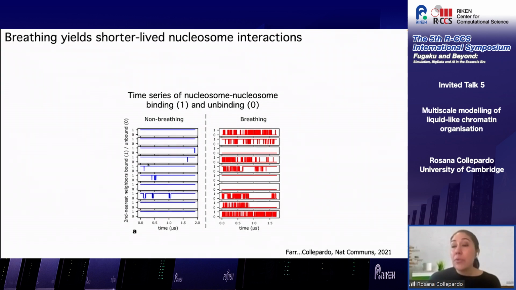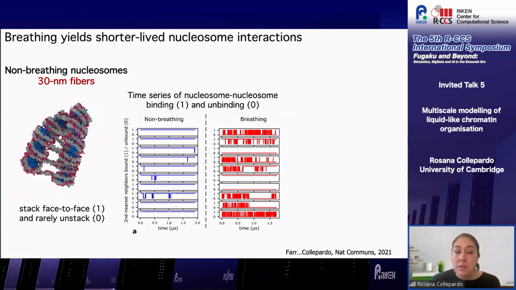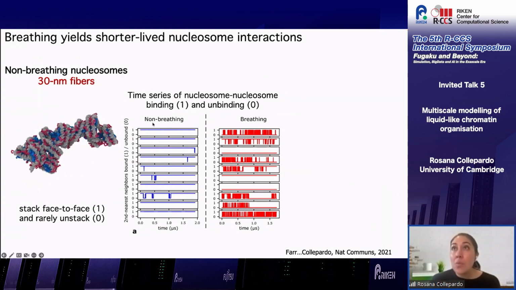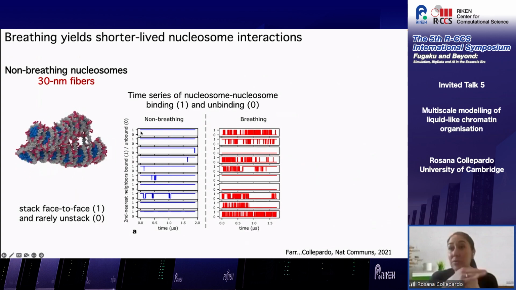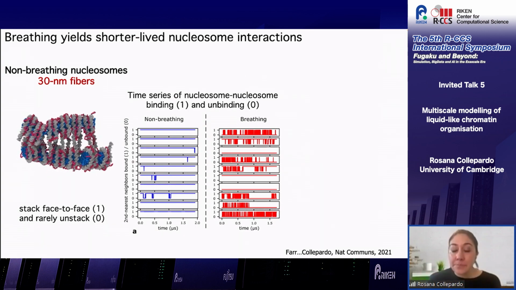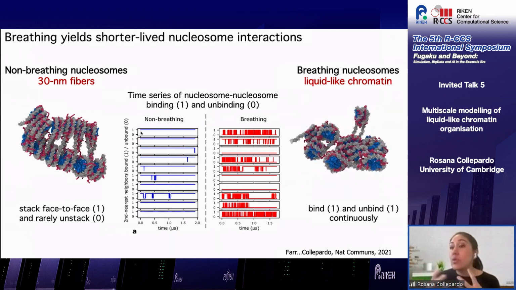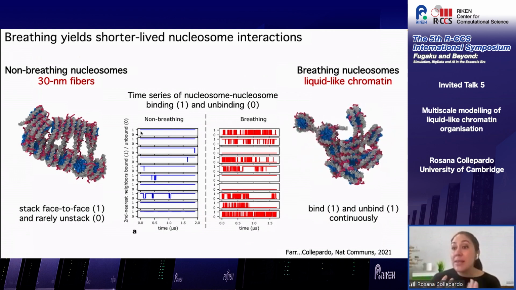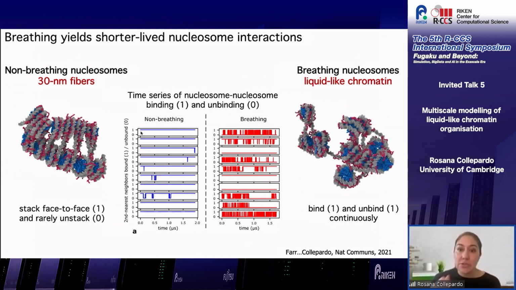In addition, we can also monitor the dynamics of these nucleosome interactions simply by looking at how often two nucleosomes are bound to one another and represent this with a value of 1, or unbound and represent it with a value of 0, and then measure this across time for different nucleosomes in this system. So we see that in these 30 nanometer fibers, where the nucleosomes are not allowed to breathe, once two nucleosomes stack, they remain bound. They almost never unbind. In contrast, when nucleosomes are plastic, now they bind and unbind dynamically, consistent with this idea of the liquid-like chromatin organization.